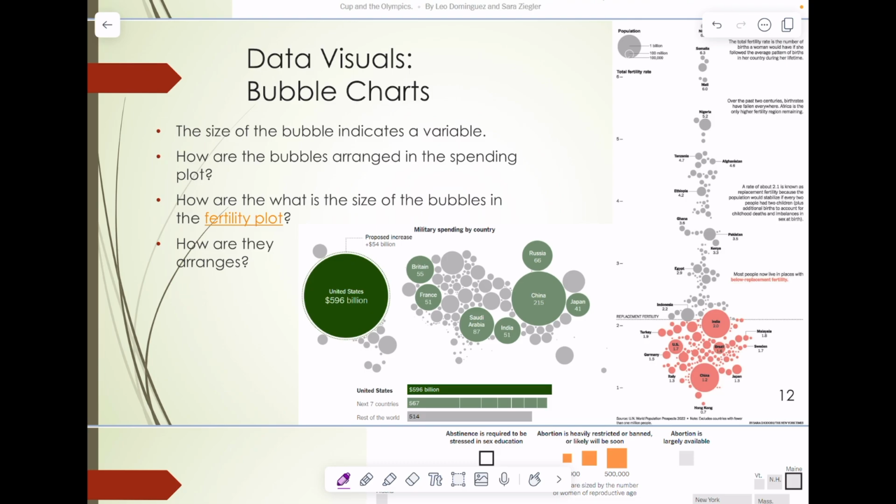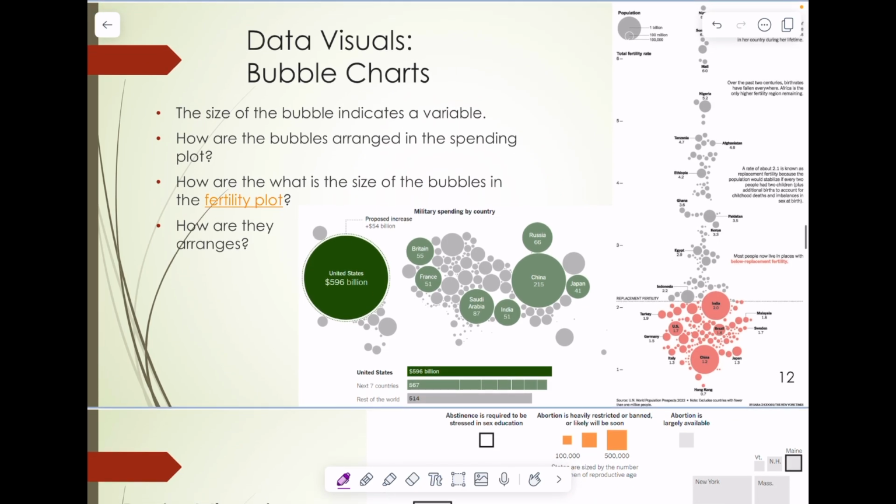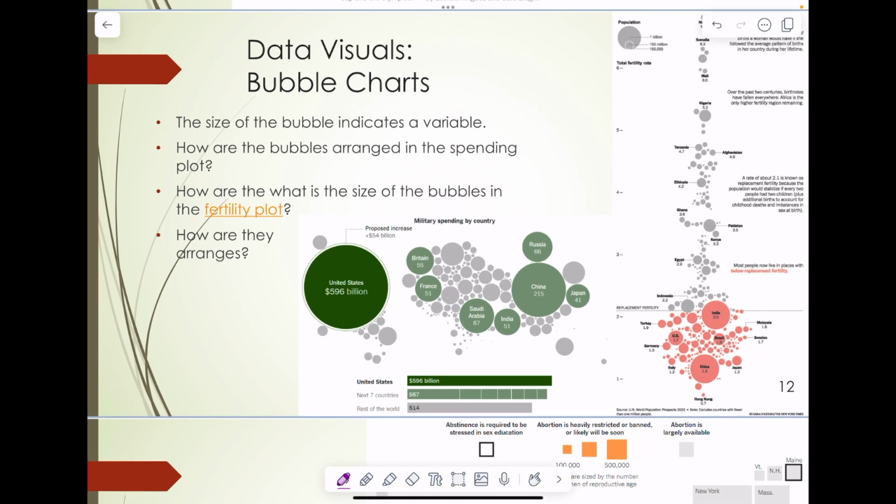Okay, data visuals. Now we've got bubble charts, and bubble charts are nice. The size of the bubble indicates a variable. All right, how are the bubbles arranged in the spending plot? Here's the spending plot. They're arranged geographically, which facilitates looking up a particular country if I know where it is. So here we have North America, there's the United States.